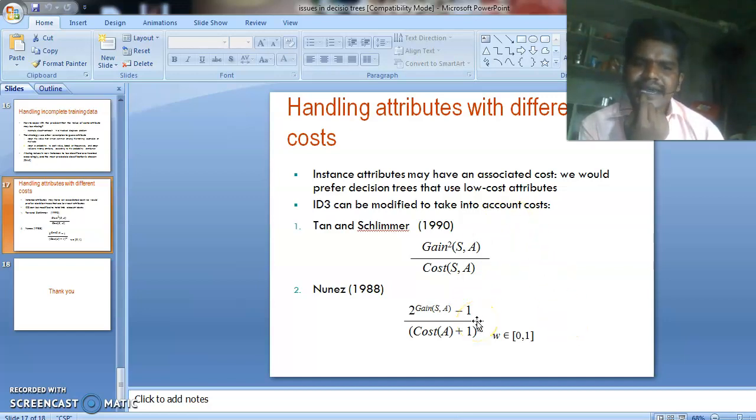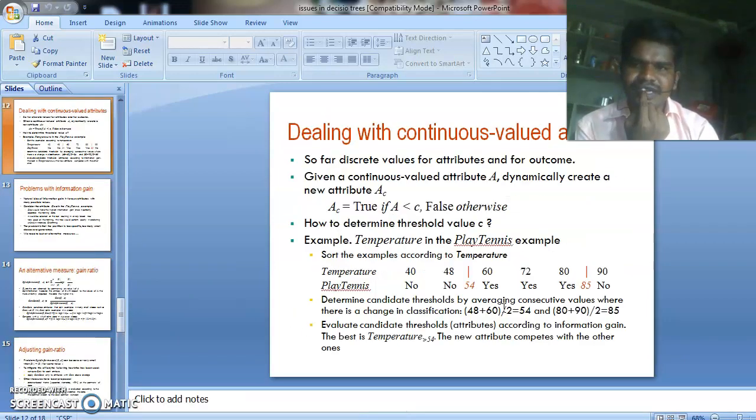The first one is gain squared of S comma A divided by cost of S comma A, which was introduced by Tan and Schlimmer. The next one is the cost formula 2 power gain of S comma A minus 1 divided by cost of the attribute plus 1 power w. Here the weight w is between 0 and 1, and this was introduced by Nunez. These are the ways of handling attributes with different costs. These are the issues in the decision tree algorithm.